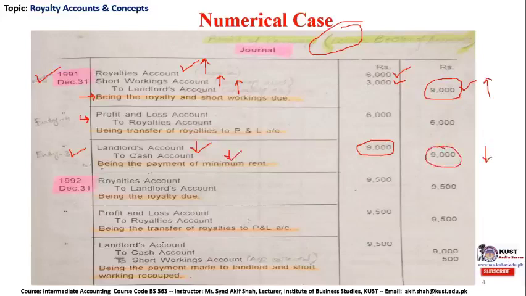So in this entry, we have paid being the payment of minimum rent. Now let's discuss the middle one, to transfer this royalty into the profit and loss account. As earlier discussed, this royalty was an expense which may reduce the profit and loss of the company later on when we will make the final account of profit and loss account.